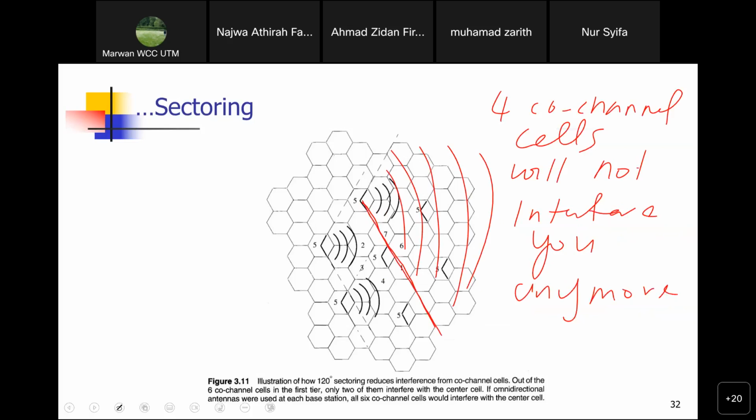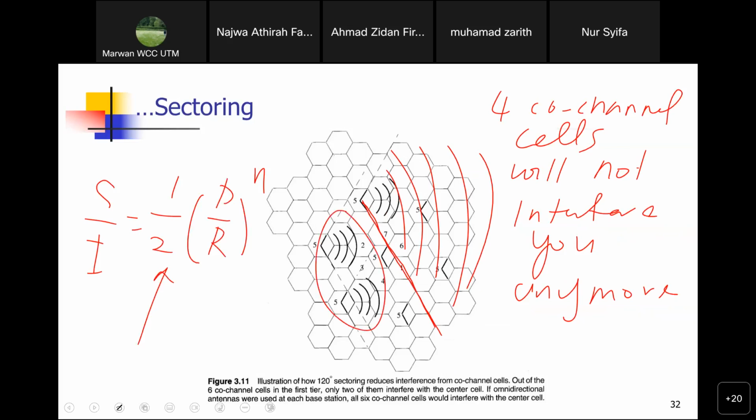As a result, your S over I, instead of 1 over 6, becomes only 1 over 2, with D over R squared. It reduces to only 2 cells, which is this one from the back. So by having sectorized, 4 of the co-channel cells are not going to interfere with you anymore. Only 2 at the back are still going to interfere with you.